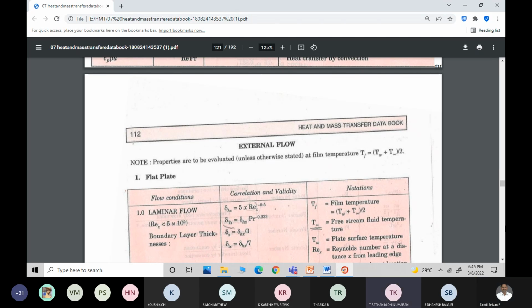Sir, flat plate turbulent flow, fully turbulent from leading edge.